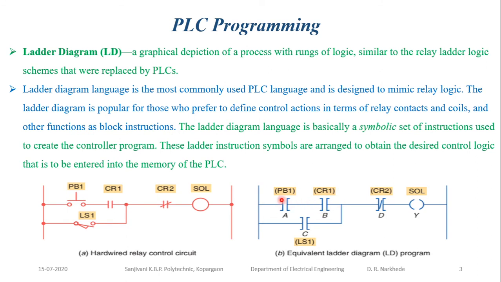Is it clear? So here is the symbol for the push button, the NO type push button, or the ON push button. Push buttons come in two types. The ON push button means when it is pressed, it is going to be on. The second is the OFF push button. When you press it, it disconnects the circuit. So this is my ON push button over here.